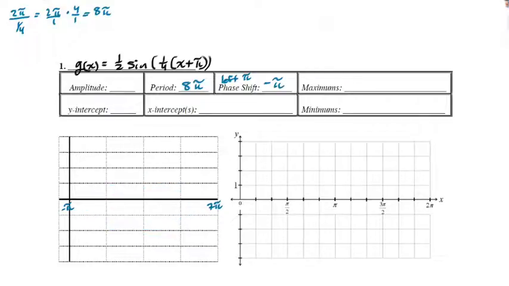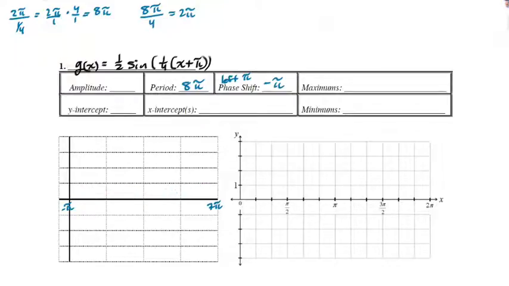Now, the trick I like to do, you don't have to do it this way. I like to take this 8 pi, and I like to divide it by 4. Why 4? Because we have 4 sections. 1, 2, 3, 4. So I'm dividing 8, which is the distance from here to here, by 4. And what do I get? I get 2 pi. So that means I just have to add 2 pi every time I go from here to here. Alright, so let's do that.